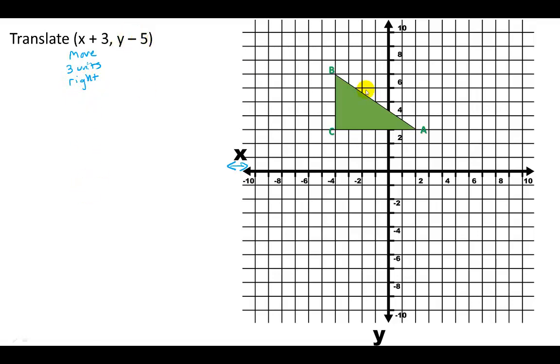Y minus 5, y is going up and down. If we're subtracting 5, we're going down 5. So this tells us that you need to move 5 units down.